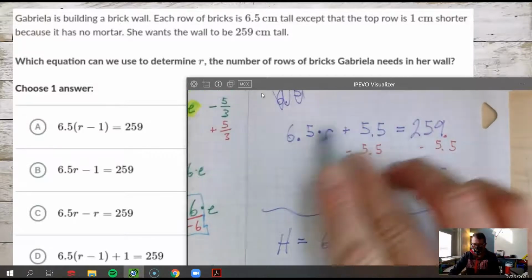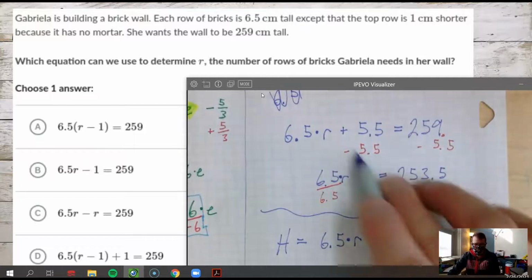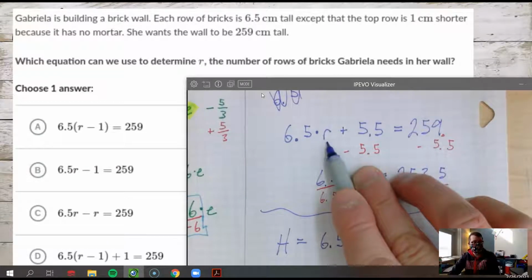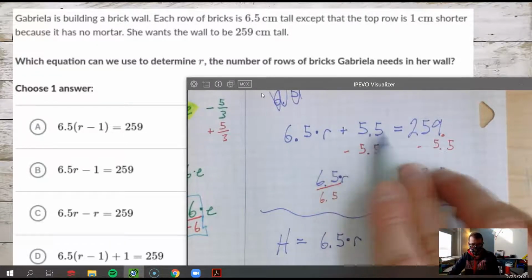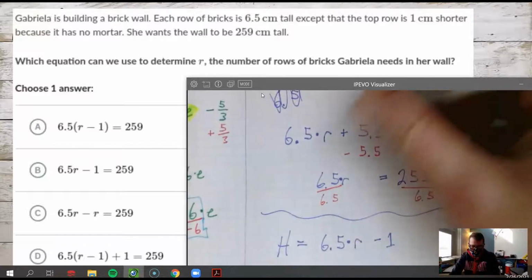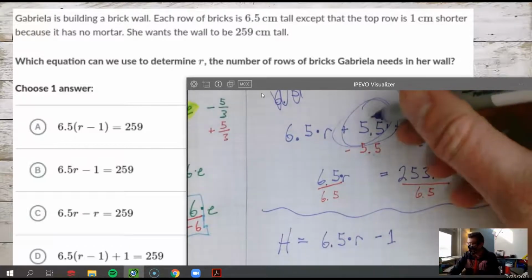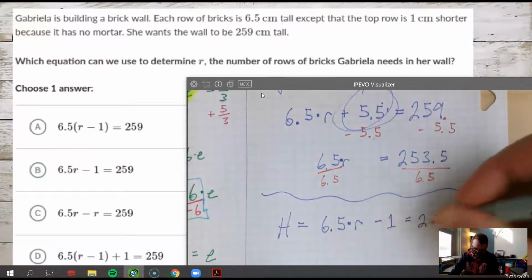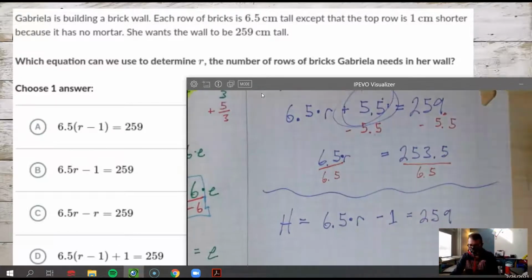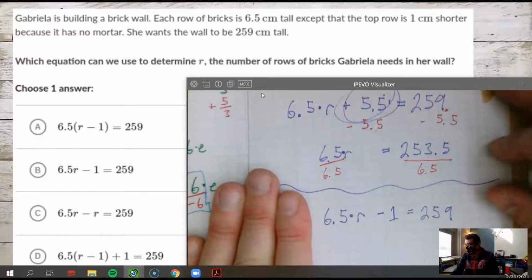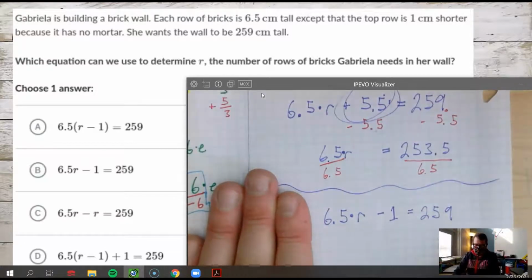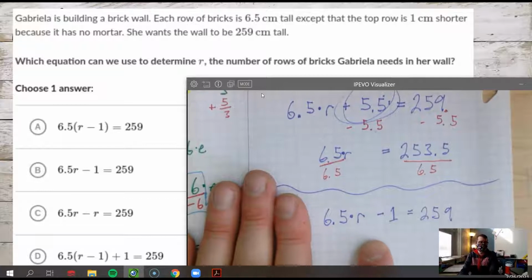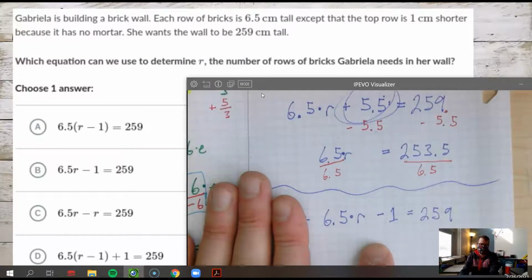How I set this up here, my R would be every row but the top row, because I put the top row in separately. So instead of doing this, they say, well, the top row will just take 1 away from the total height of the wall, and the total height of the wall is 259. So now I can cover up the H equals and do this.